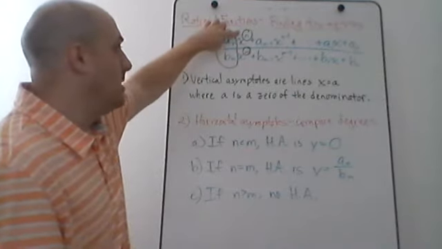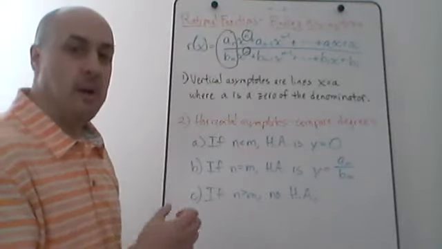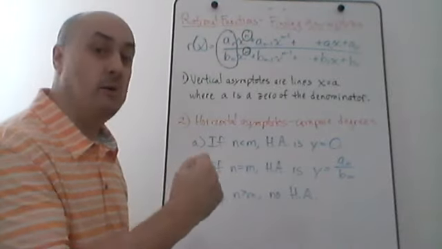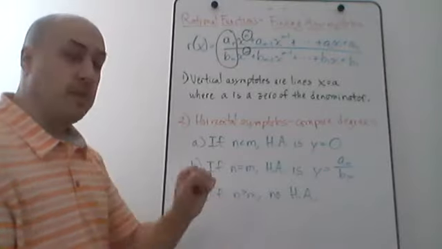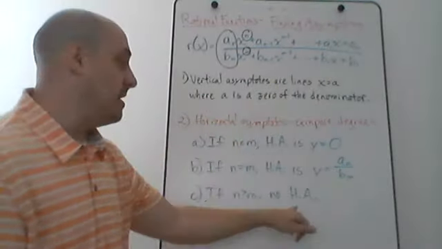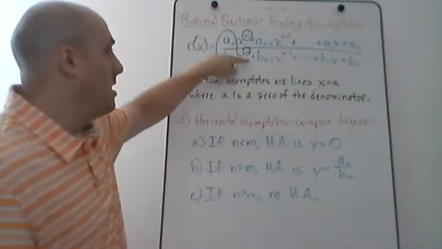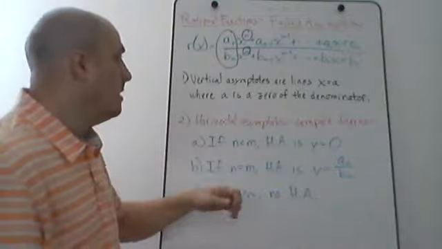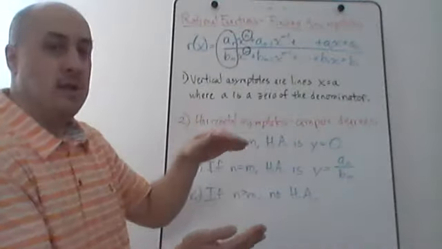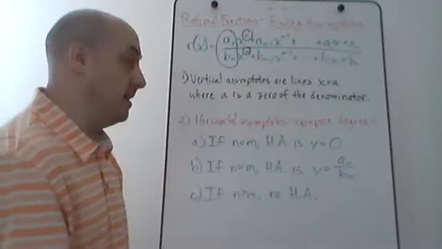Well, if the top one is stronger, so if n is bigger than m, meaning my numerator is stronger, it has a higher power than my denominator, that's going to pull the graph upward, and it's going to go off towards infinity. It's not going to have a horizontal asymptote. The numerator pulls the graph upward. It doesn't settle down to a single line. It pulls it up, and it goes off towards infinity.